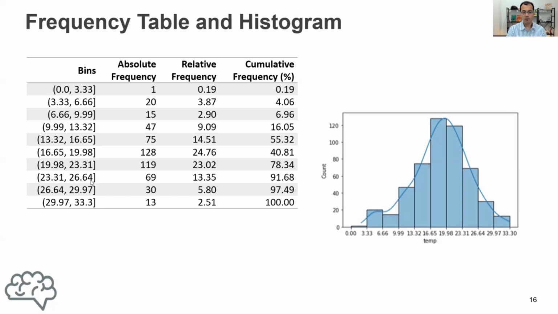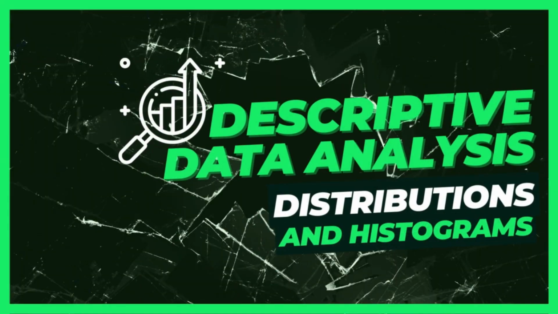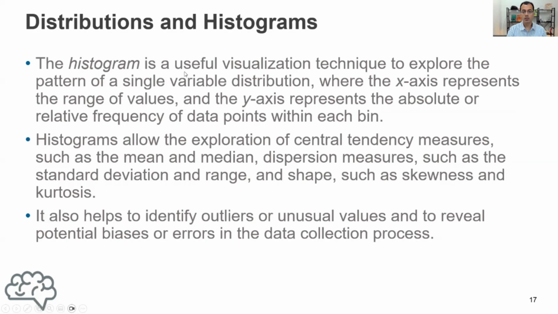Now that we have seen the practical application of the frequency distribution in the histogram, let's have a look at some concepts. The histogram can be defined as a visualization technique that allows us to explore the pattern of a single variable distribution, and this is something very important. Histograms work on a single variable. The x-axis represents the range of values, whilst the y-axis represents the absolute or relative frequency of data points within each bin.